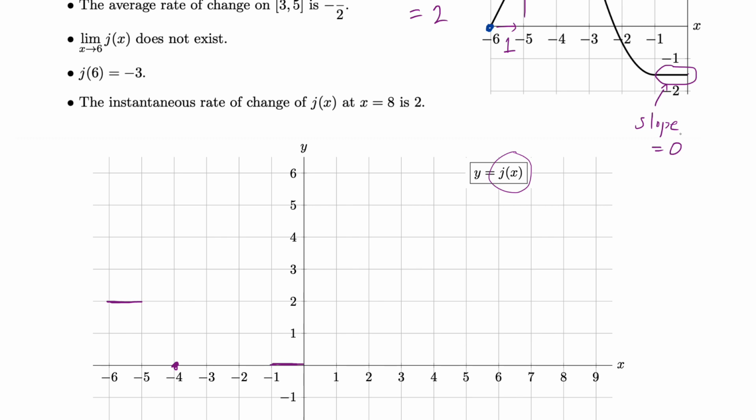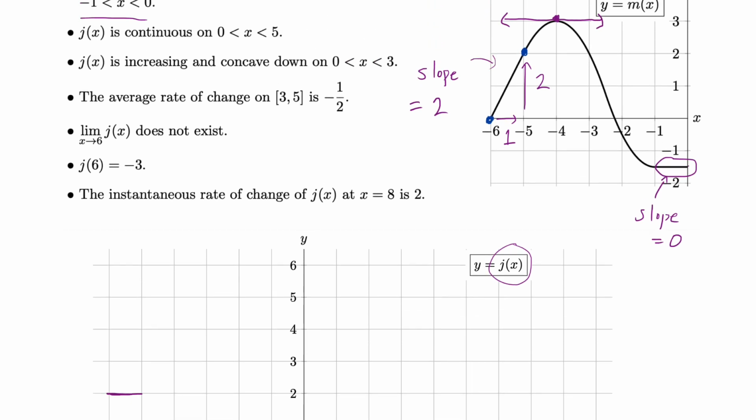And what else do we know? Well, looking at this graph, we're increasing from -6 to -4. So we know the derivative of m of x, so g of x, is positive in this interval. So we know g of x here, since m of x is increasing, is positive. And we know in this interval, because m of x is decreasing, g of x is going to be negative. But there is more you can say.